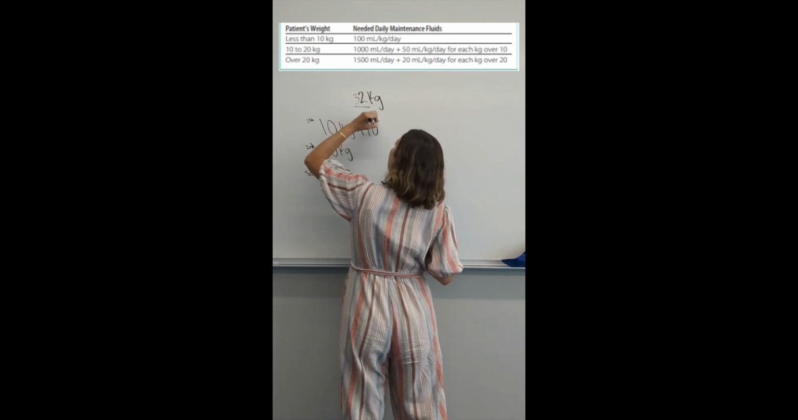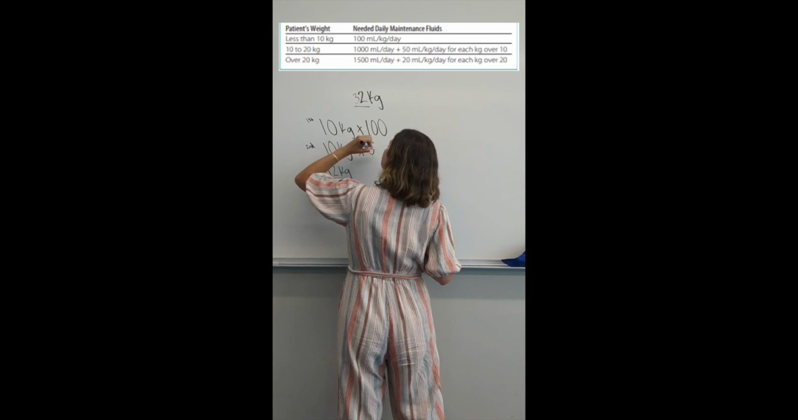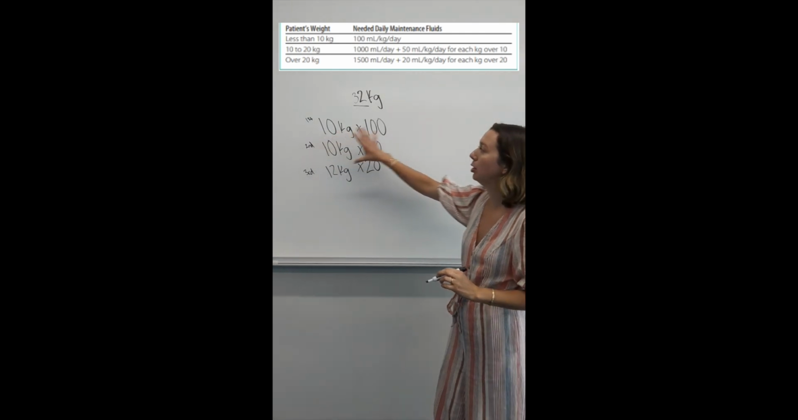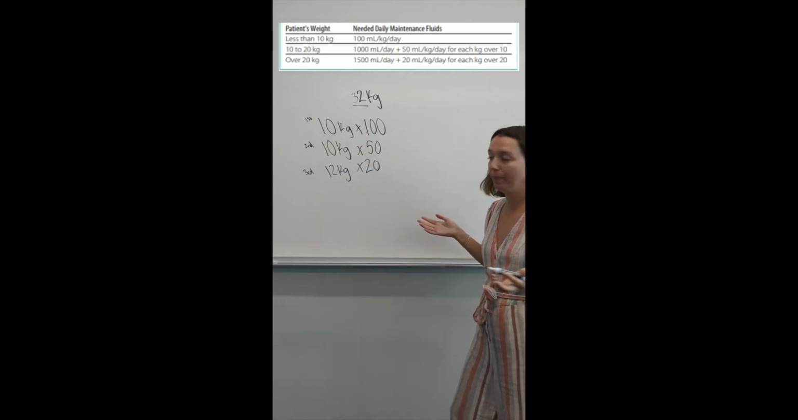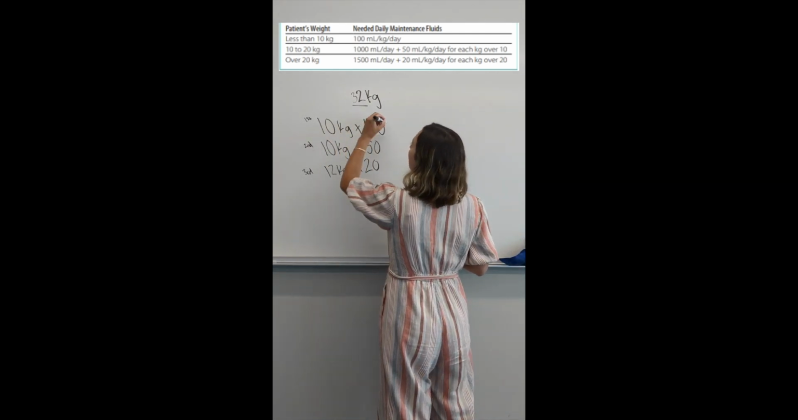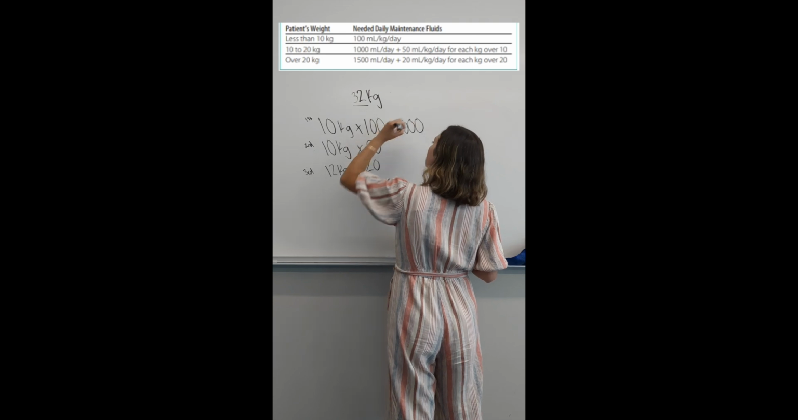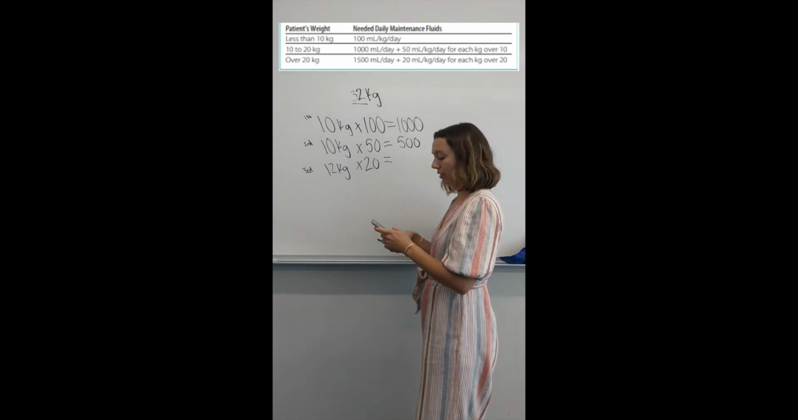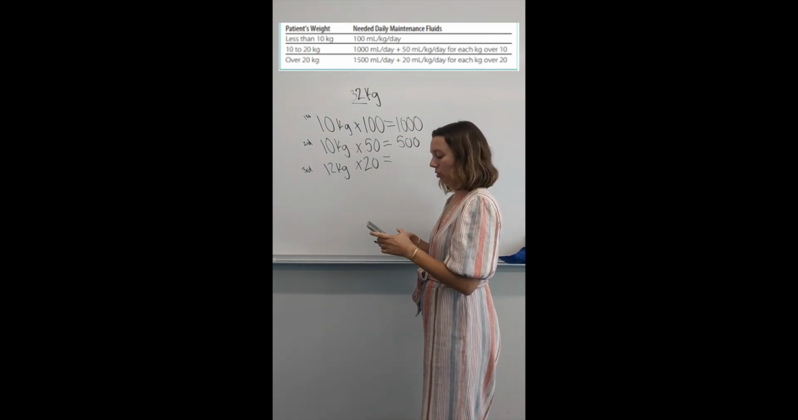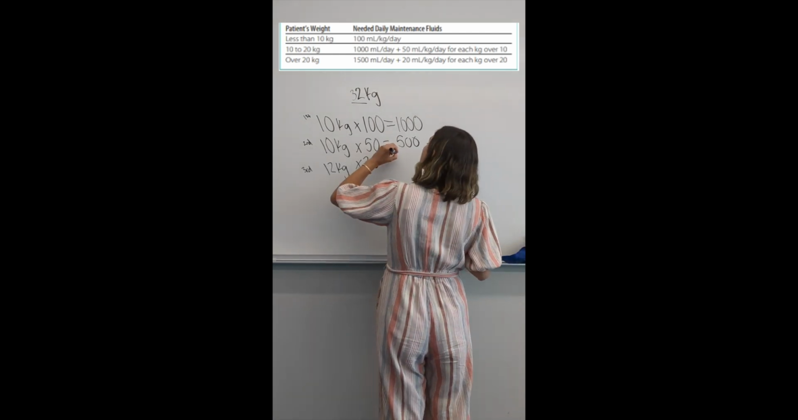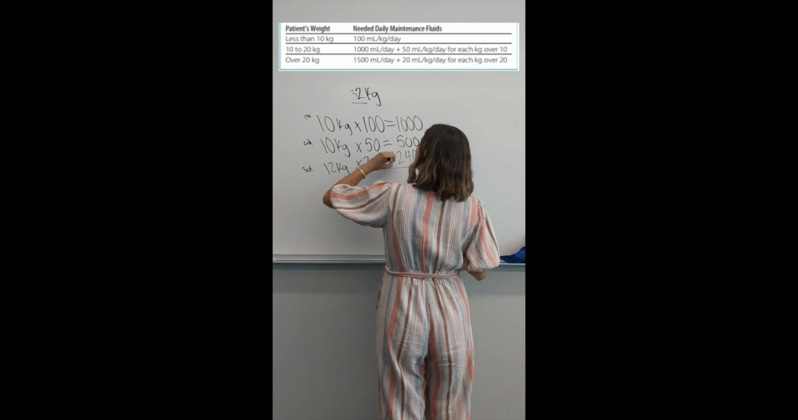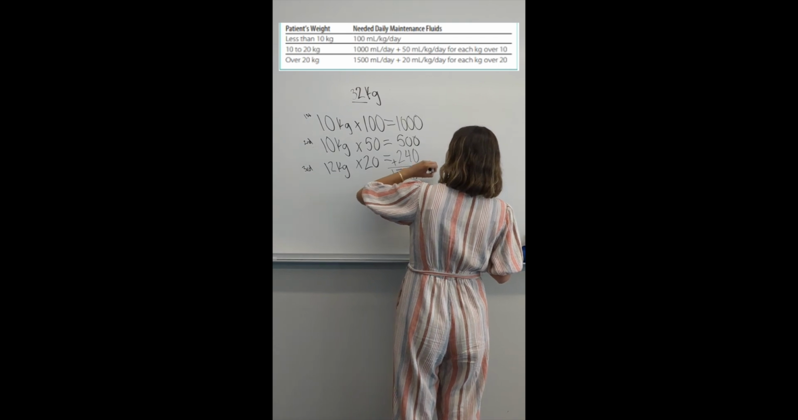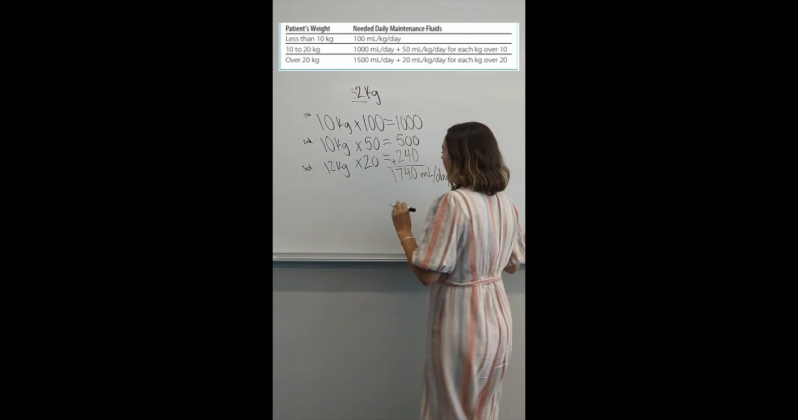We multiply the first row by 100, the second row by 50, and the third row by 20. This is how I'll set up mine. So I put my chart on the board, or I put it on my scrap paper. So I have this, then this equals 1,000, this equals 500, and 12 times 20 equals 240. Then we'll add this all together, which is 1,740. This is milliliters in a day, maintenance fluid.